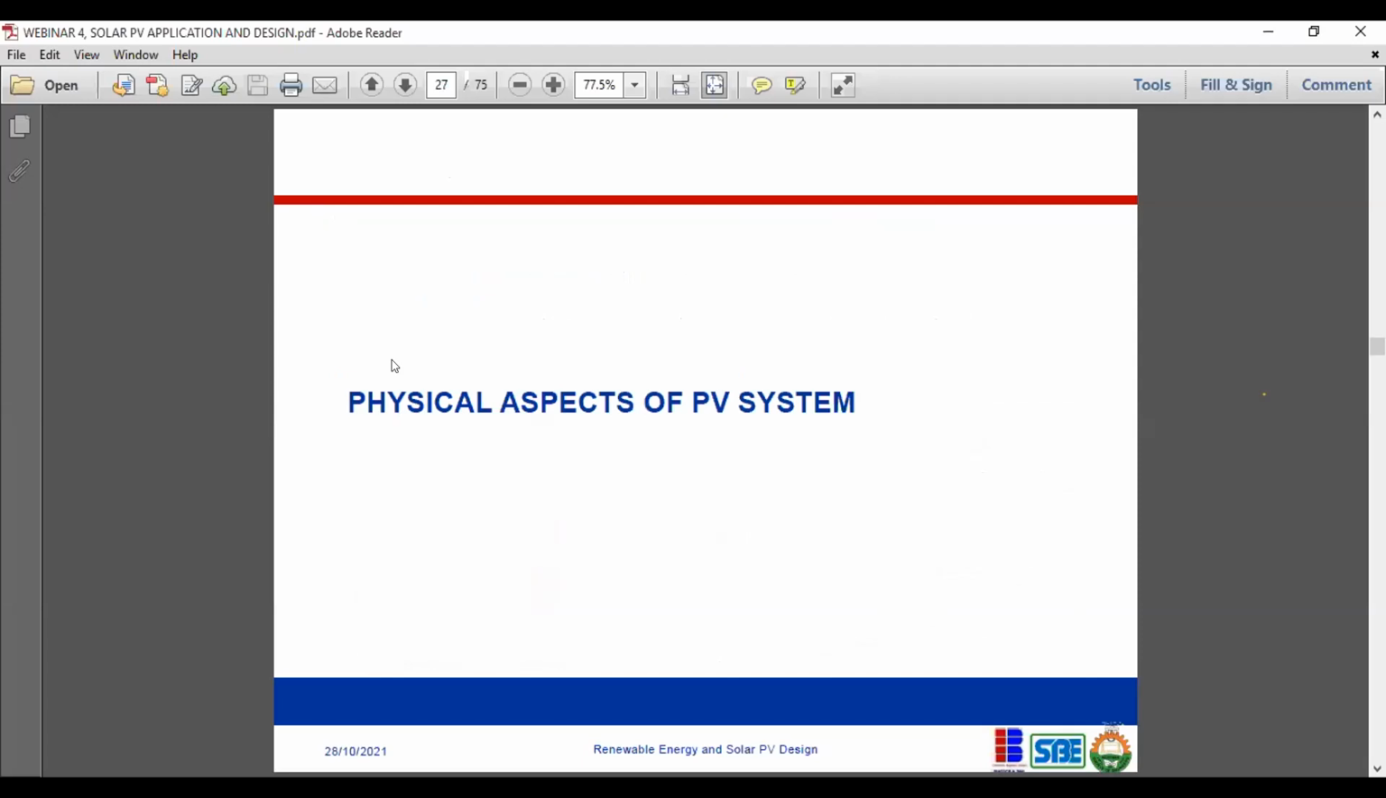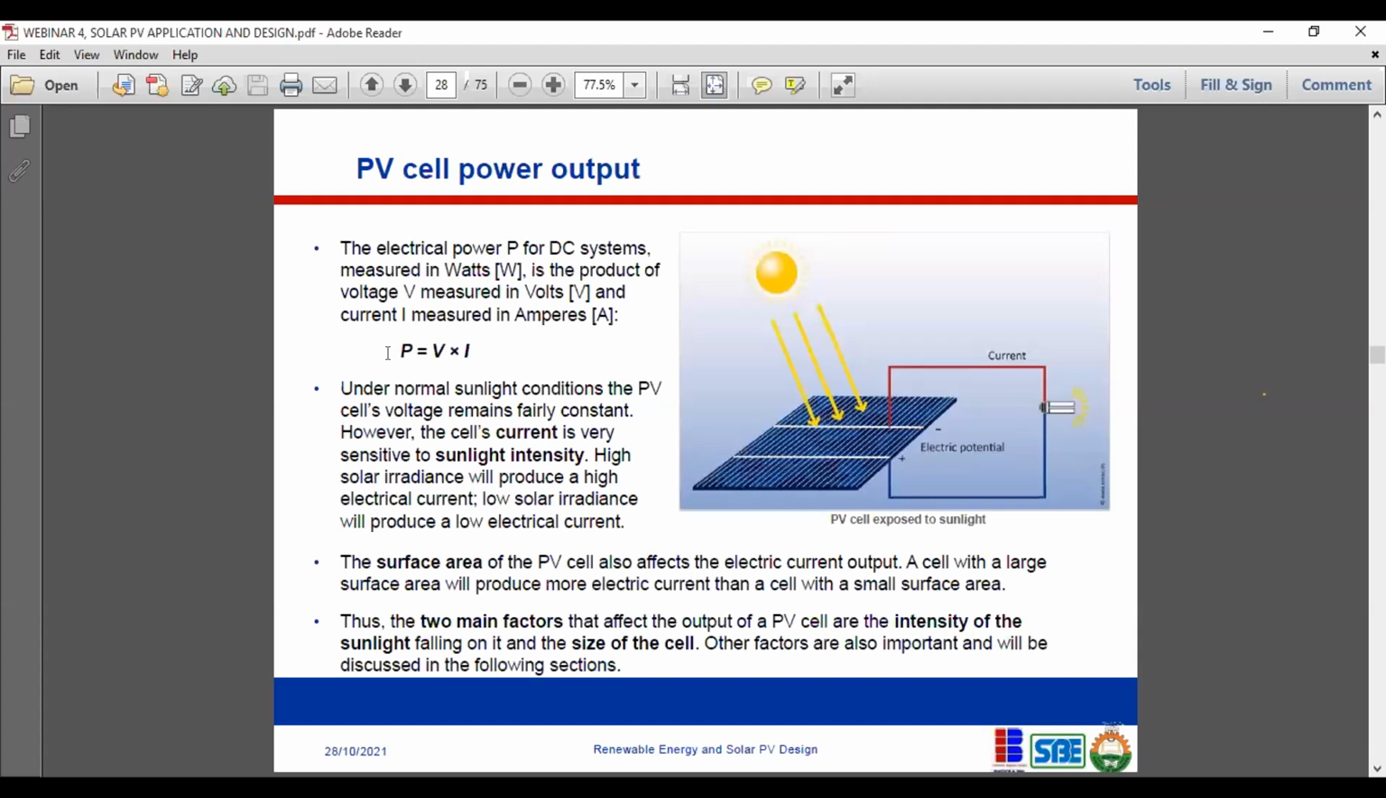So let us look at some physical aspects of the PV system. We are going to pay more critical attention to the PV cells, how they generate electricity, and how they can be optimized. Okay, so let us pay more close attention to this.